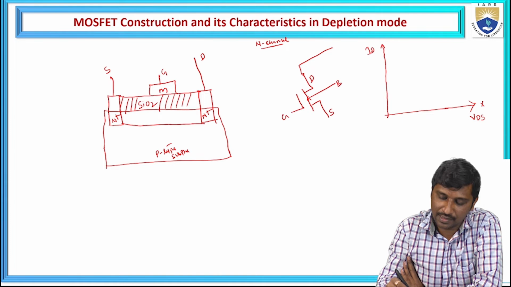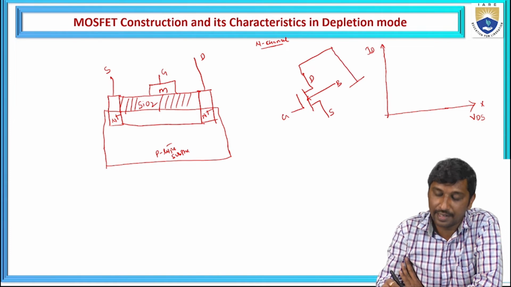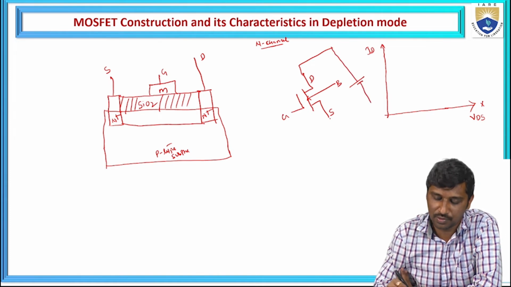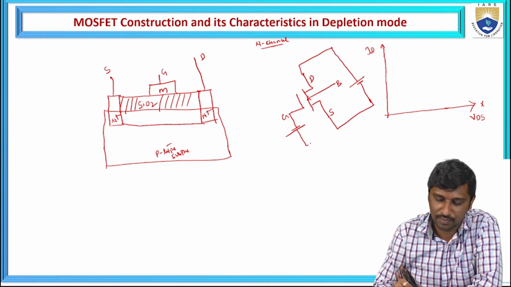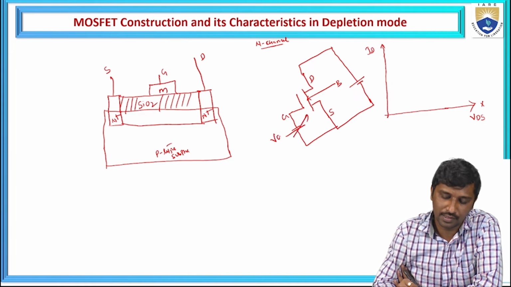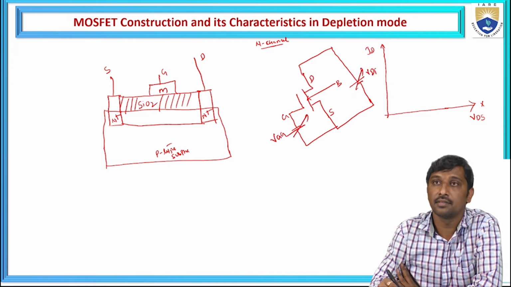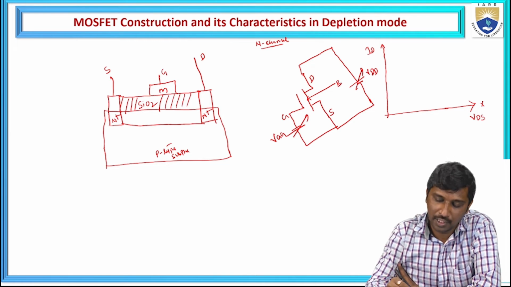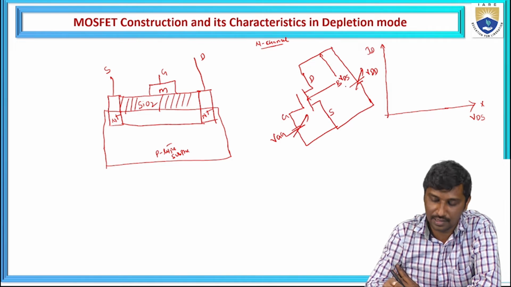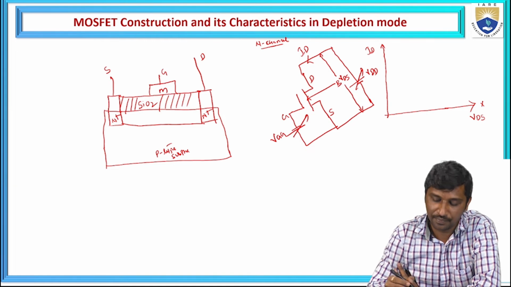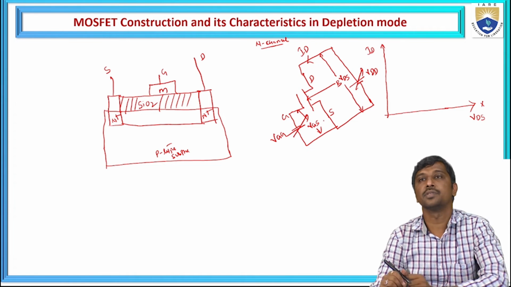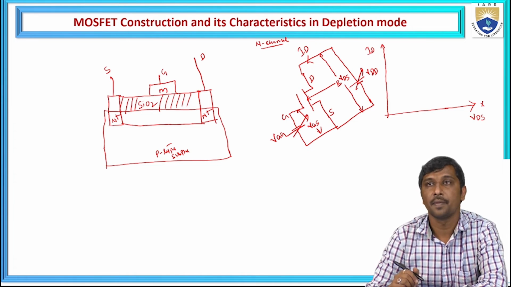Now we need to apply the biasing between drain and source. Drain is connected to the positive pole of the battery with respect to the source, and the gate is connected to the negative pole with respect to the source. This is called VGG, and this is VDD. Then we measure the potential difference between drain and source, represented as VDS. The drain current that flows is represented as ID. Similarly, we measure the potential difference between gate and source, represented as VGS.